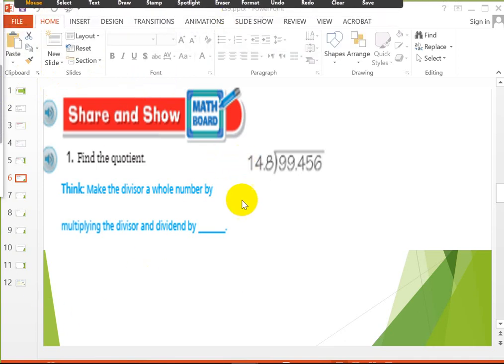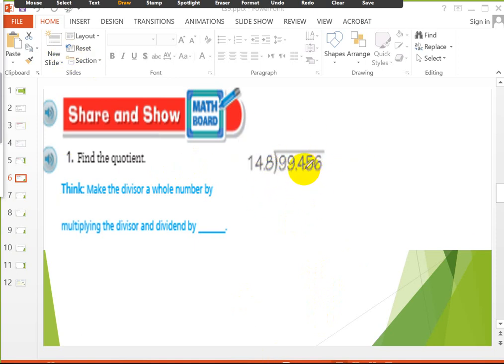Today we will solve exercises on how to divide a whole and decimal number by a decimal number, and we learned yesterday how to divide those numbers. I think I will solve exercises number 1, 2, 3, 4 and 8, and if we have time I will return and solve the exercises left. Okay, so let's start with number 1. Find the quotient for this division.